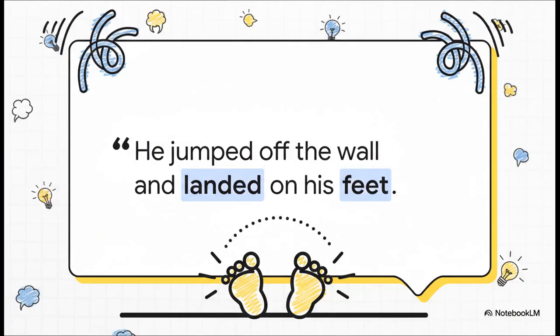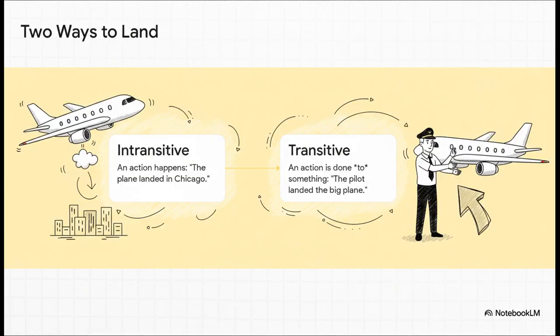I love this example. It's so active, you can almost see it happening, right? Landed on his feet. It's that final moment of coming down from the air, of making contact with the ground. It perfectly captures the end of that jump. And get this, even as a verb, it's flexible. You can say, the plane landed. The plane is doing the action all by itself. But you can also say, the pilot landed the plane. Now, someone else is doing the action to the plane. So this one little verb can describe something happening on its own, or an action being done by somebody.